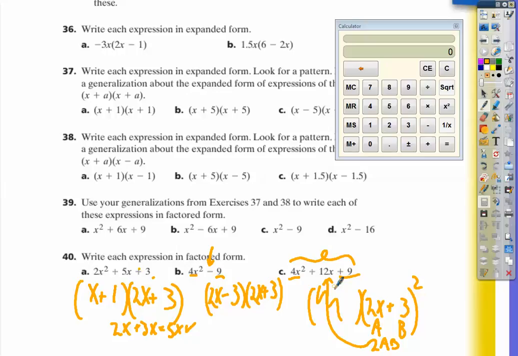So, let's try it. 2 times a, 2 times 3, 4 times 3 is 12. Did it work? It did! So this is the correct answer.